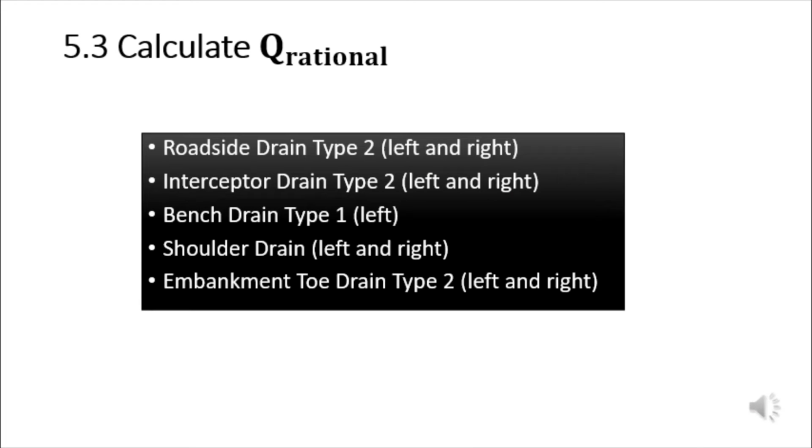5.3 is to calculate the Q rational. After we find the C average, we need to calculate the Q rational of each type of drain. In our project, we have 5 types of drain. The first one is the roadside drain, the second is the interceptor drain, the third is the bench drain, the fourth is the shoulder drain, and the last is the embankment toe drain. For each drain, we have the left side and right side, but for the bench drain, we only have the left side. So for all these types of drain, we need to find the Q rational of each.